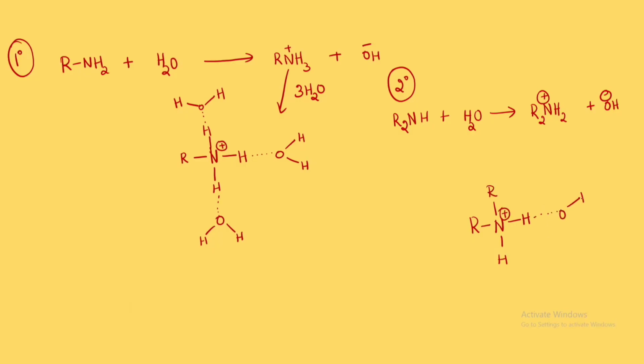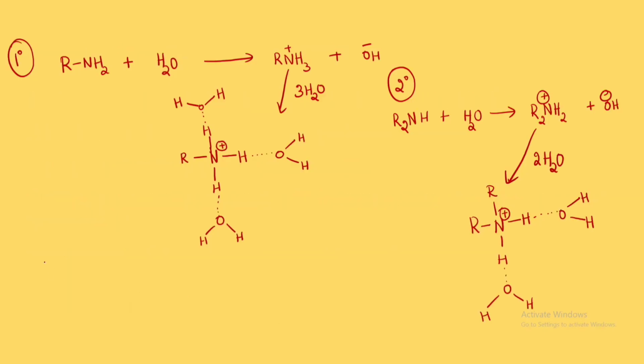Now this hydrogen can form a hydrogen bond with a water molecule, and here again, a hydrogen bond with one more water molecule. So here you can see it's only two hydrogen bonds that are formed with the ammonium cation, that is, the alkyl substituted ammonium cation. So here, to balance the equation, I'm going to write 2H2O.